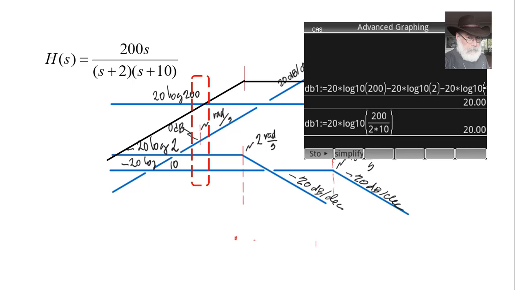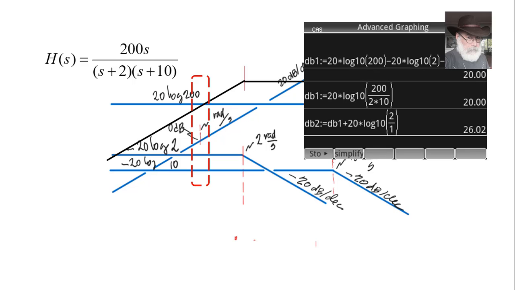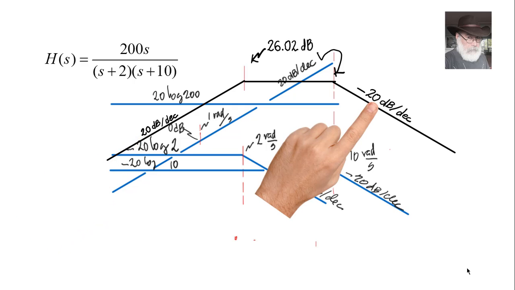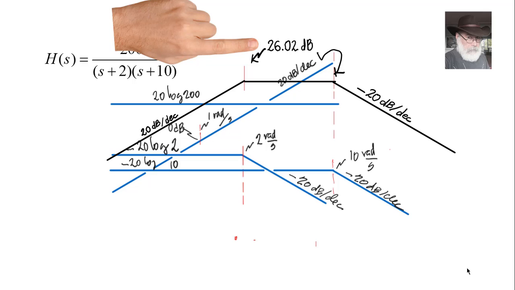What is the value of the first corner at 2? It will be 20 plus the slope, which is also 20, multiplied by the number of decades between 1 radians per second and 2 radians per second. The value is 26.02 decibels. To complete the Bode plot, we need to include the slopes at every non-horizontal segment of the plot, like here 20 decibels per decade, or here negative 20 decibels per decade. We also must include what are the decibels at every corner of the plot, in this case 26.02 decibels.